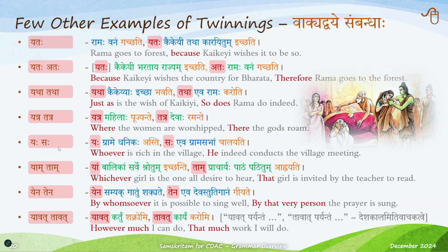So yaha saha, or you can use yasa, yat, tat type also, but yaha saha has been taken here. Yah grame dhanikah asti saha eva grama sabham chalayati. Whoever is rich in the village, he only runs the meetings, like that.